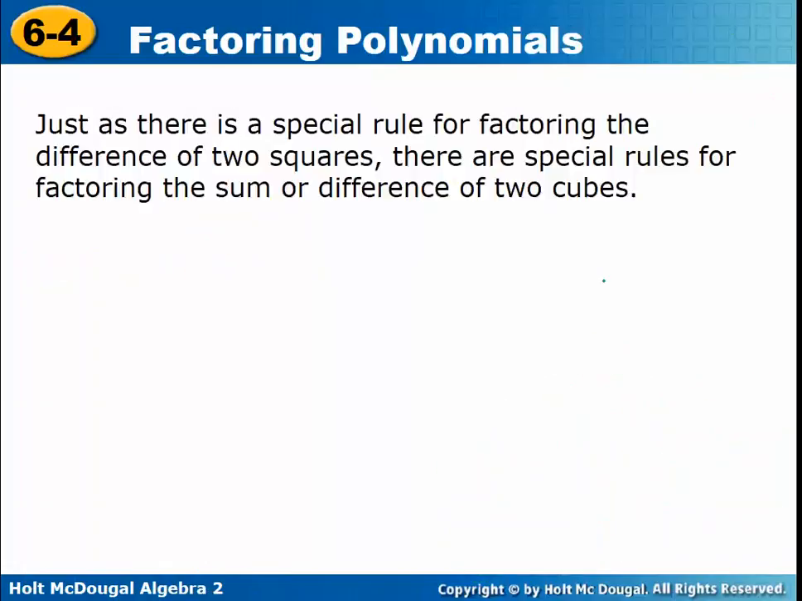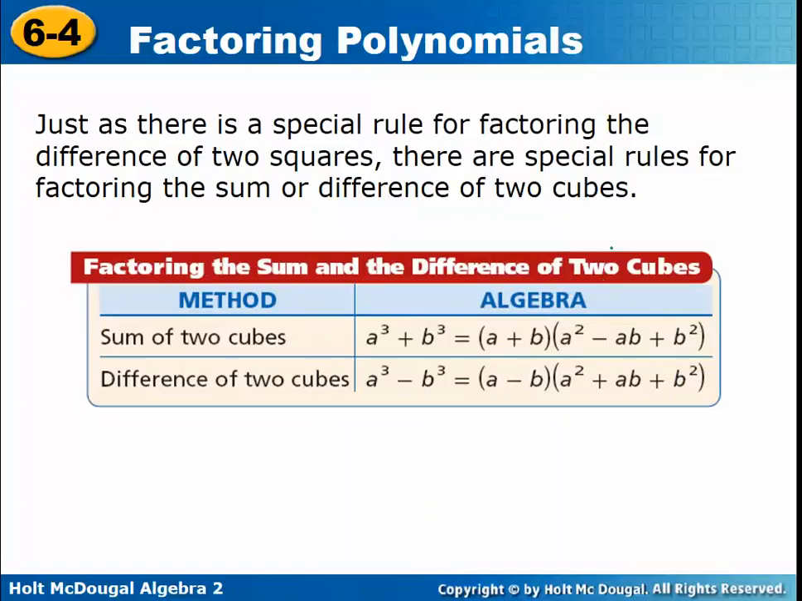All right, let's see what we have next. Just as we have a special rule for factoring the difference of two squares, there are also special rules for factoring the difference or sum of two cubes. So if you have a cube plus a cube, then you can rewrite it using these special methods. And it works also for a cubed minus b cubed. You will see that some of the signs are different.